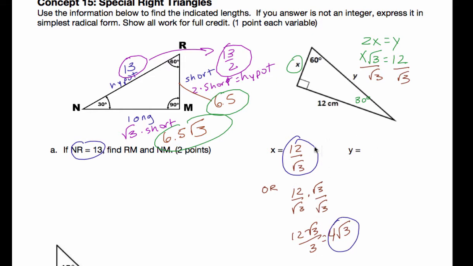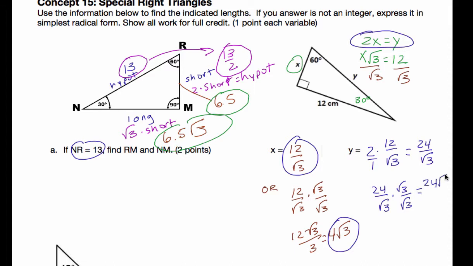Then all we need to do is multiply, because 2 times x equals y. So 2 times 12 over square root 3 is 24 over root 3, because it's really like 2 over 1, so it's multiplying fractions. Or you could do the same thing, 24 over root 3 times square root 3 over square root 3 is going to give us 24 root 3 over 3, which is 8 square root 3. And if we had multiplied this by 2, we would have gotten 8 root 3. Okay, so that's a little bit of work there, but I think these two options up here are going to be your best ones.